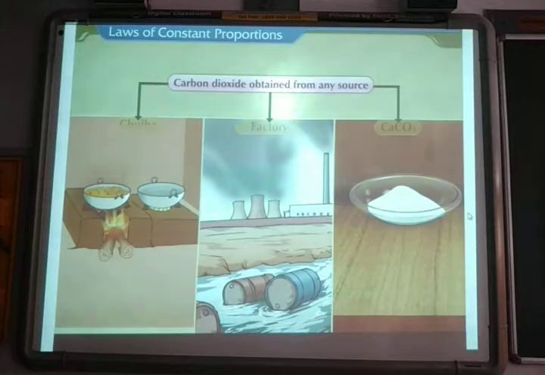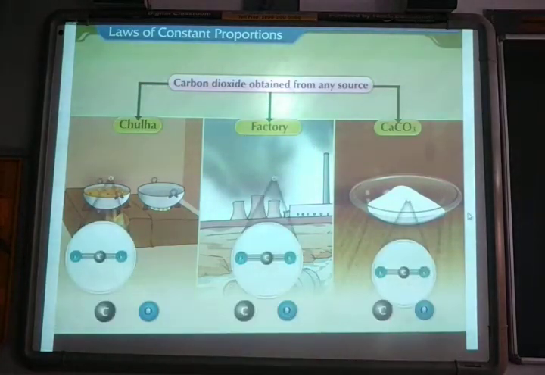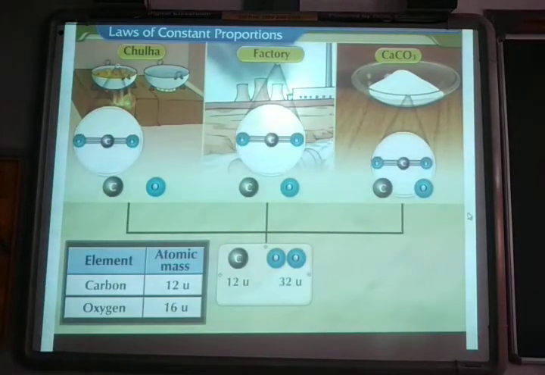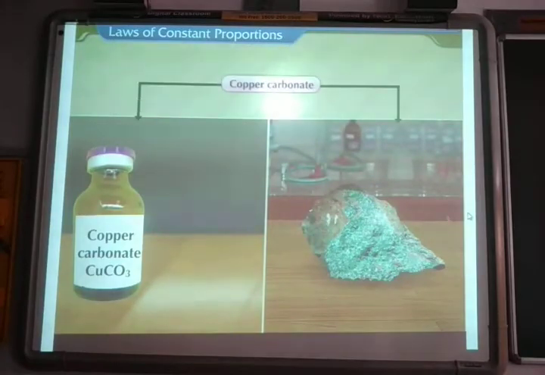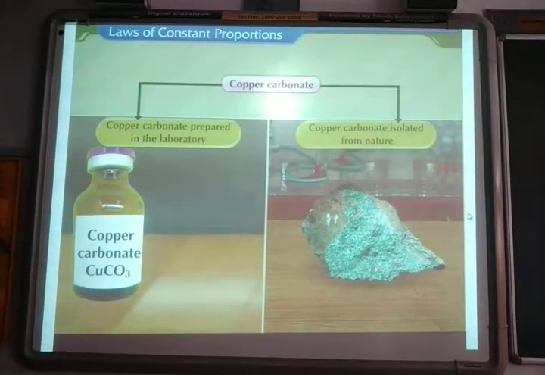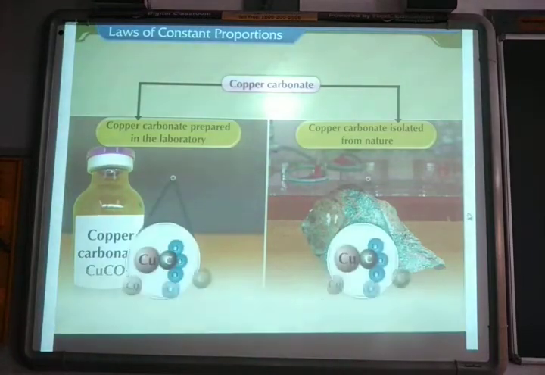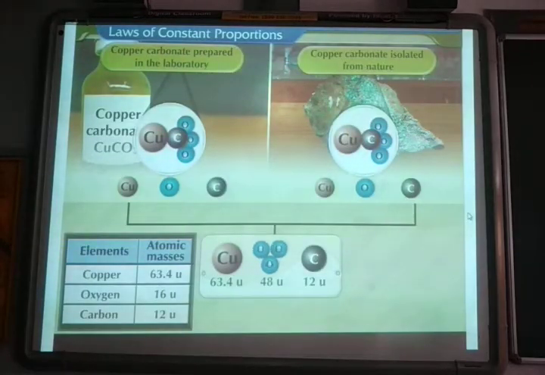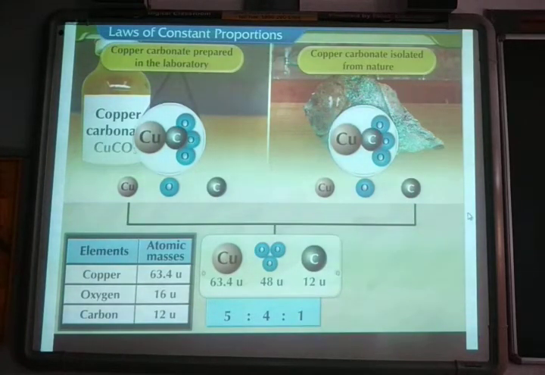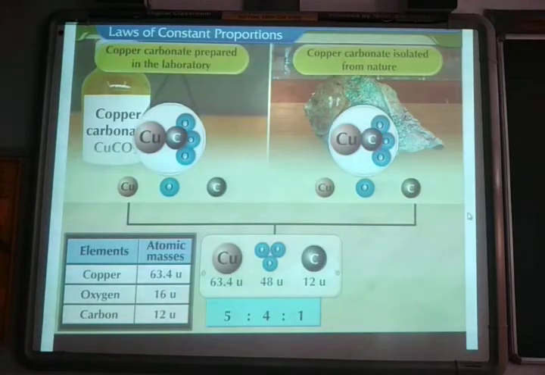Similarly, carbon dioxide obtained from any source will contain the same two elements, carbon and oxygen. Carbon dioxide obtained from any source will always have the proportion of carbon and oxygen as 3:8 by mass. Let us study some more examples. Copper carbonate prepared in the laboratory or isolated from nature will always contain the same elements, copper, oxygen and carbon. The proportion of copper, oxygen and carbon will always remain 5:4:1 by mass, irrespective of the source of copper carbonate.